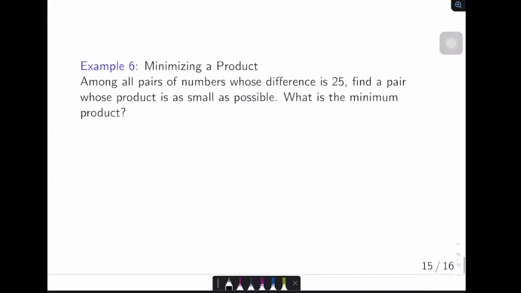All right. So among all pairs of numbers whose difference is 25, so we're going to get x minus y equals 25. Find a pair whose product is as small as possible. So we're looking for something where your x times y is equal to something small. I'm just going to put P for product. So we want to write this as one variable. So I'm going to go ahead and change this. I'm going to add y to both sides and get x is equal to 25 plus y.